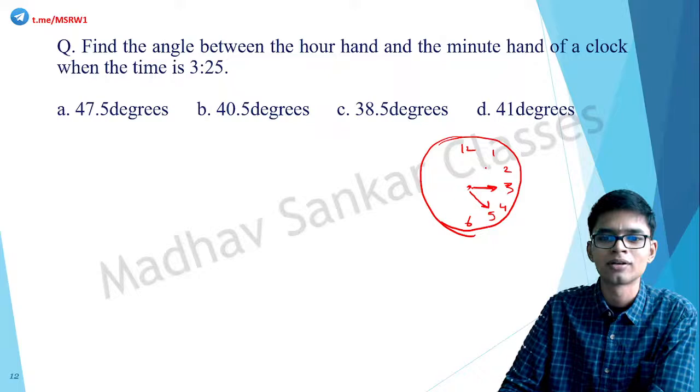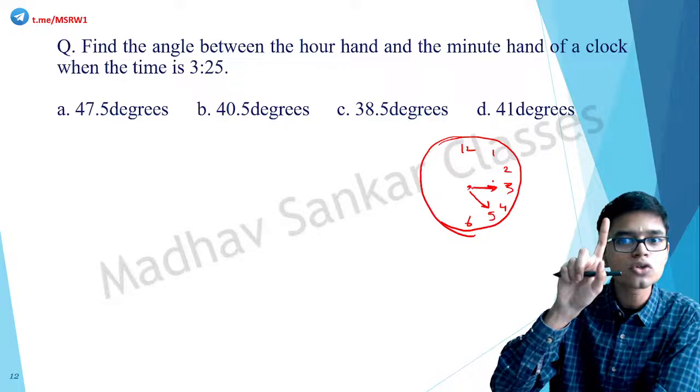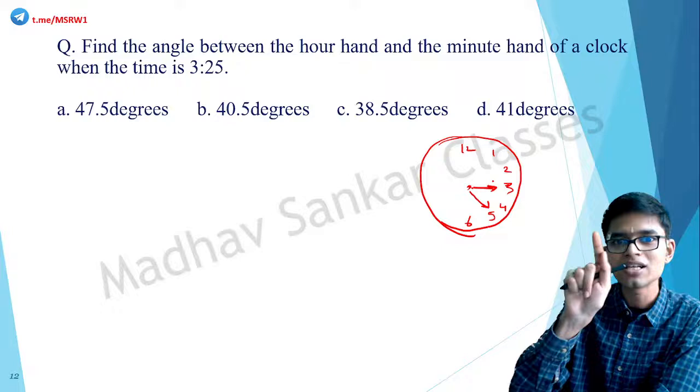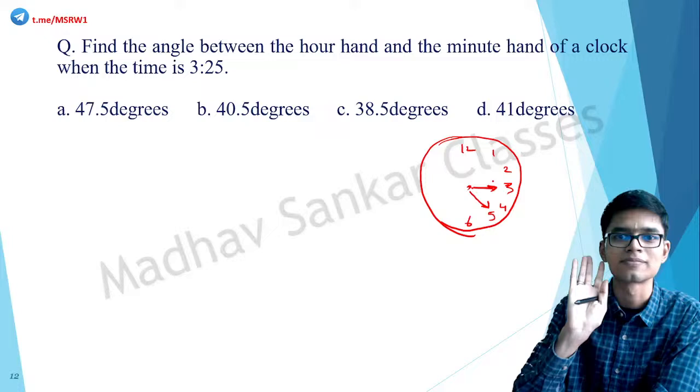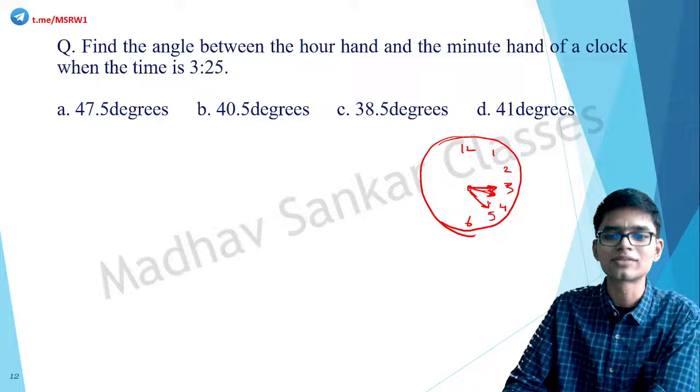Because at 3 o'clock, the hour hand will point to 3. But after that, the hour hand also will start to move slightly. It's very bare minimum. You won't notice it too much. But still, as I have mentioned, every 1 hour, the hour hand itself moves by 5 minutes. Correct? So this hand, it will not be pointing to 3, it will be pointing somewhere in between 3 and 4. Got it?